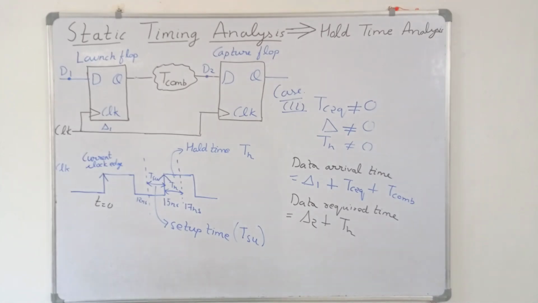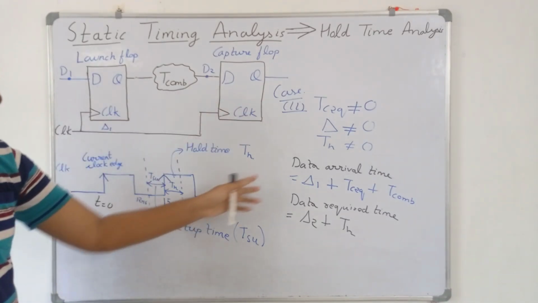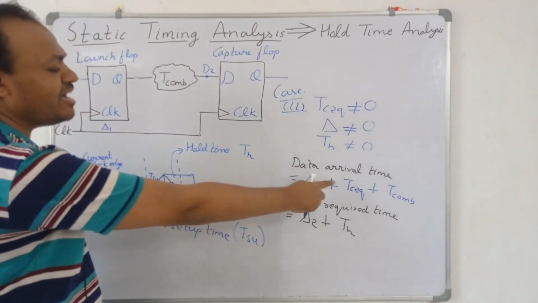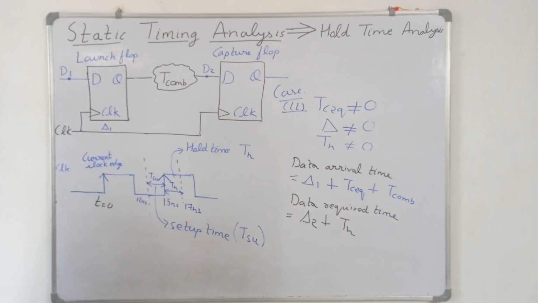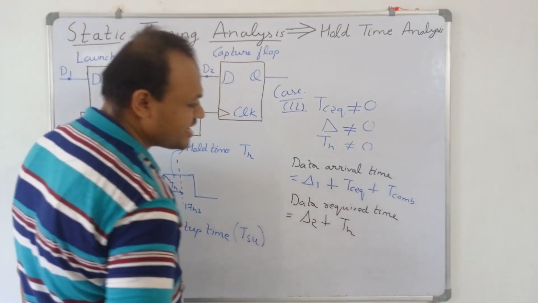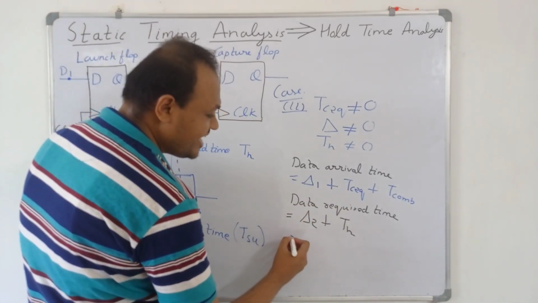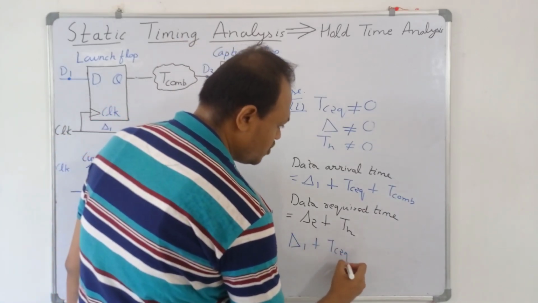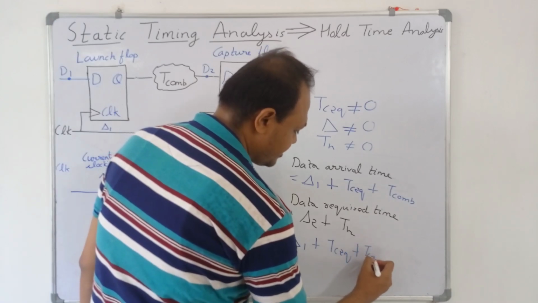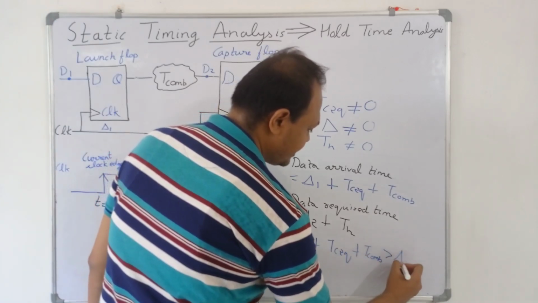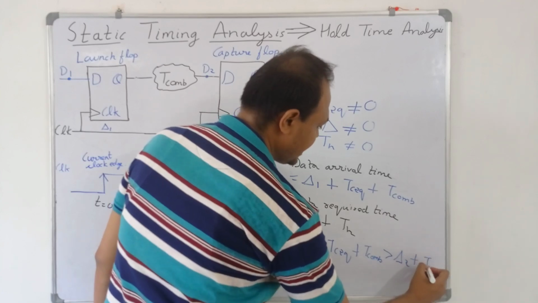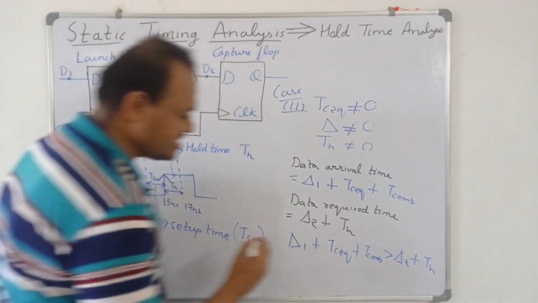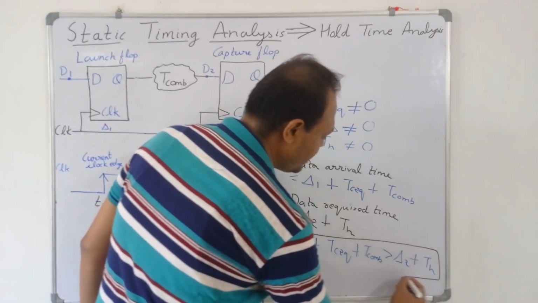So for no hold violation, the data arrival time must be greater than the data required time. Otherwise, if the data arrives before this time, then there will be hold violation. So we can write the equation like this: delta 1 plus TC2Q plus T combinational must be greater than delta 2 plus TH. So this is the equation for no hold violation.